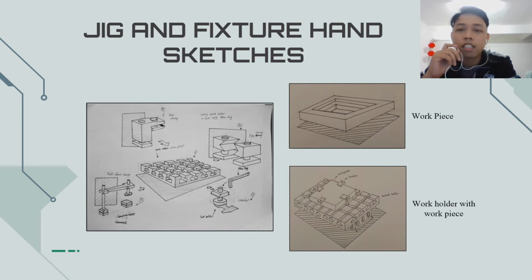Jig and fixture hand sketch. On the left side is the sketch demonstrating how it will look. The sketch was made from ideas generated in my mind and put onto paper, imagining how the workpiece sits inside the work holder. There are different parts and types of clamping, used to hold different sizes or shapes of the workpiece that will be given.